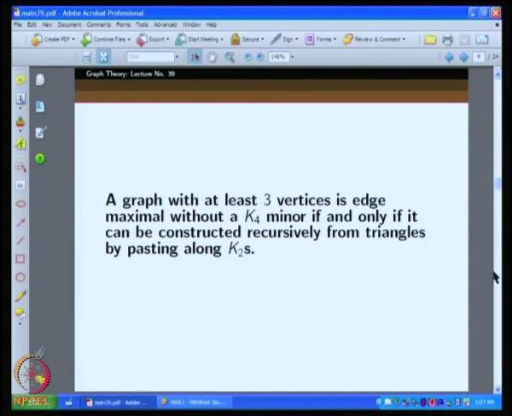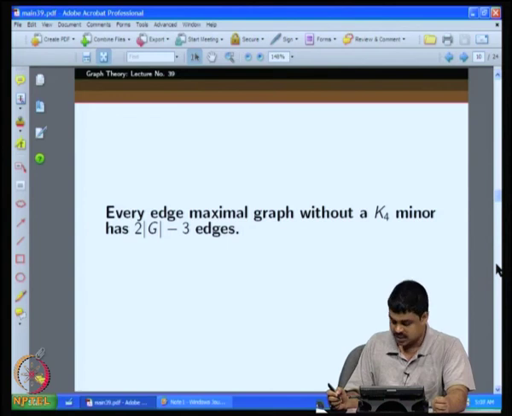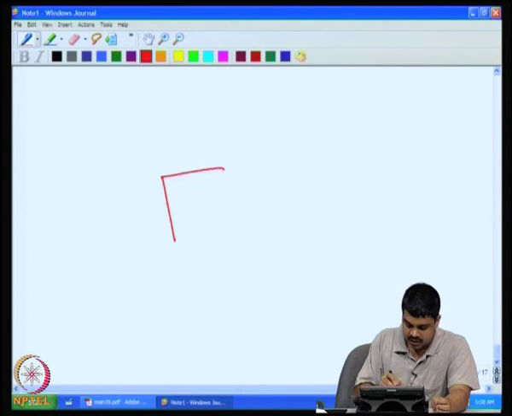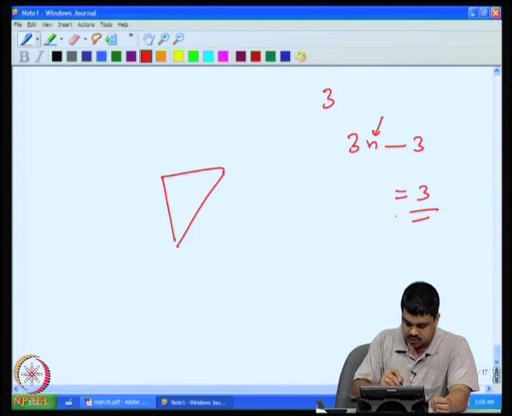What this means is that one of the implications is that any edge maximal graph without a K4 minor has at most 2n minus 3 edges, where n is the number of vertices. Why is it so? This is also a simple induction, because you start with a triangle, only 3 edges for 3 vertices. So, put n equal to 3. Now, you paste another triangle. You are introducing one more vertex, but only 2 edges.